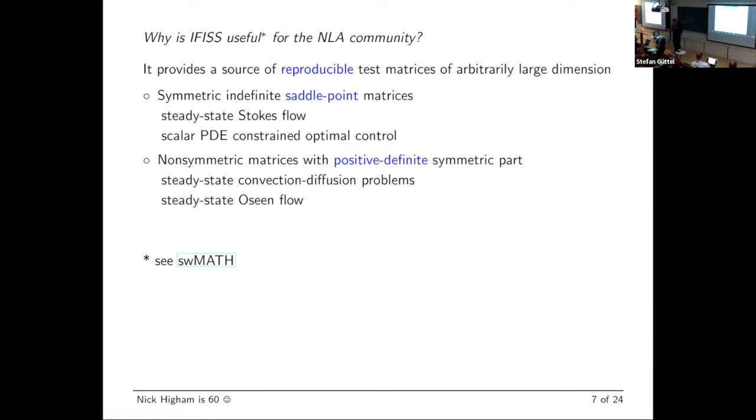The main part of IFISS, in some sense, is Navier-Stokes equations. That is, you get non-symmetric matrices with a special property of having a positive definite symmetric part. So you get those with steady state convection diffusion problems if you discretize convection properly. It's a skew symmetric operator up to boundary conditions, or in a saddle point structure, linearized Navier-Stokes equations, steady state Oseen flow.